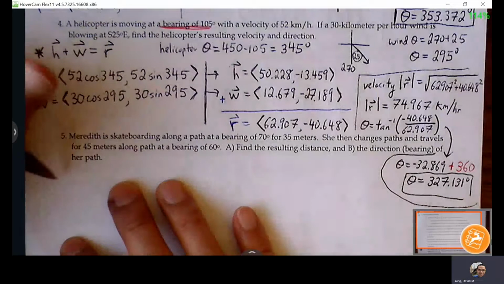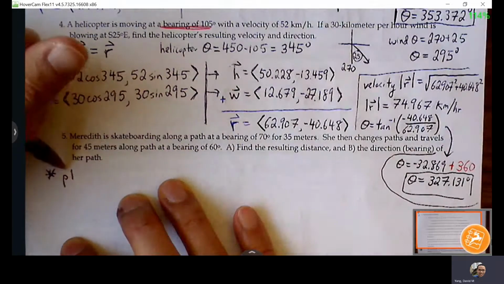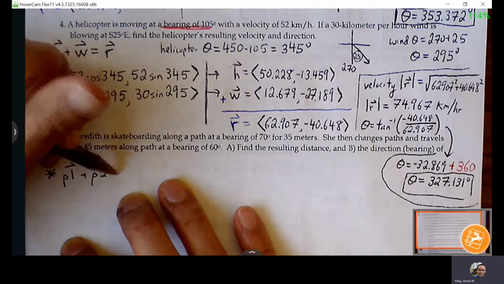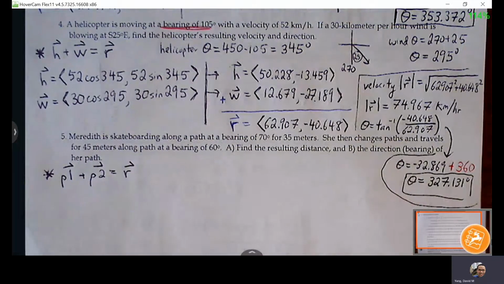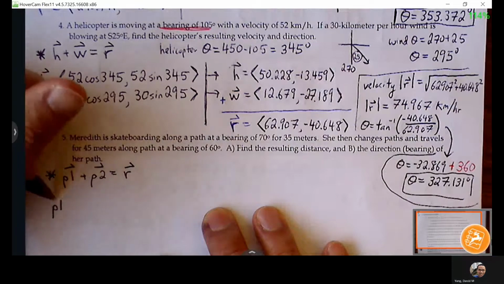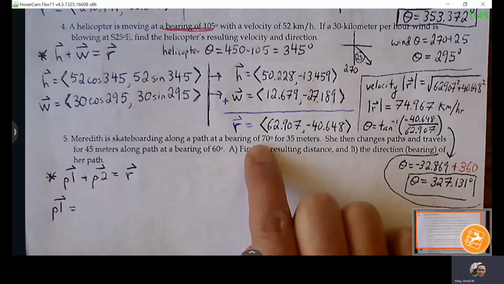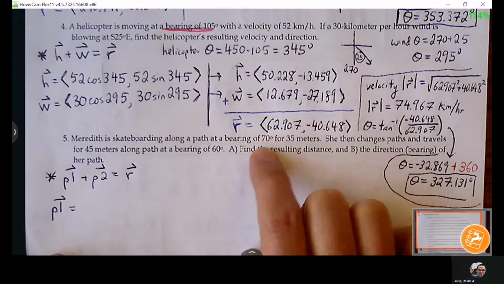So ultimately, I know that I have to find my resultant vector. So I'm going to call path 1 the first vector, path 2 the second vector. I know that that's going to end up giving my resultant vector if I combine those two vectors together. Okay, bearing of 70 degrees for 35 meters.